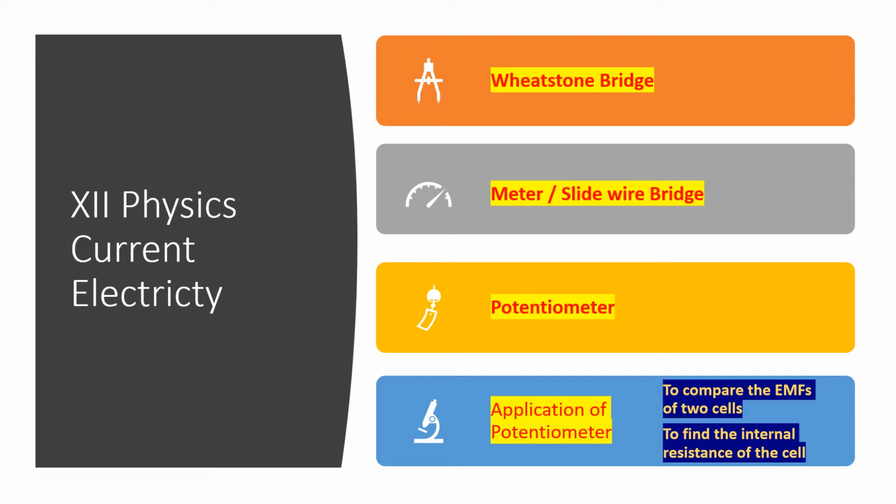Then we'll talk about the potentiometer, which is an ideal voltmeter, or you can say better version of voltmeter, and how does it help us to compare the EMF of the two cells, two standard cells, which may be Leclanche cell or Daniell cells. Okay, and it also helps us to determine the internal resistance of the cell. Okay, so these are the two applications of the potentiometer. So let's take this one thing at a time.